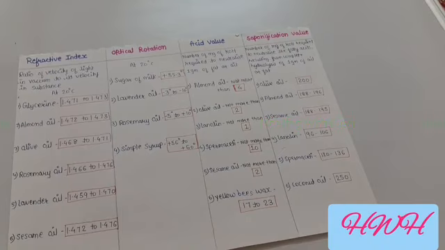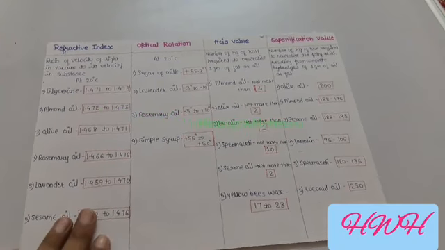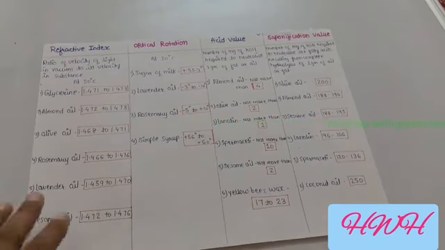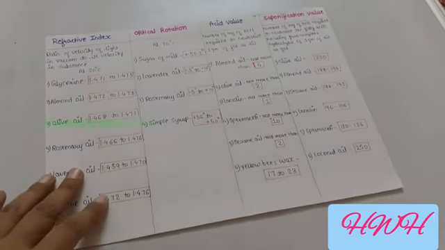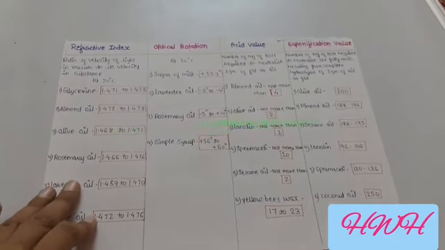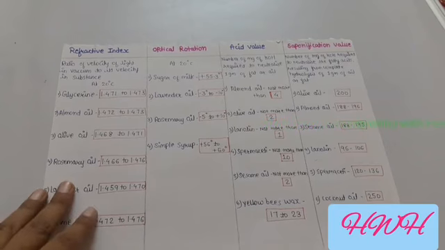So in today's video we will see how we can remember the different refractive index, optical rotation, acid value, saponification value given in pharmacy of different vehicles in the easiest way, because usually these values are very confusing and we get confused between the two values. So how to remember this in a very easy way, let's see.